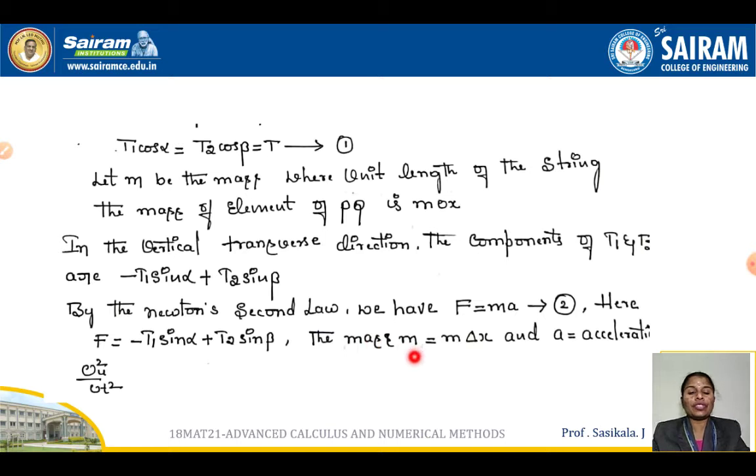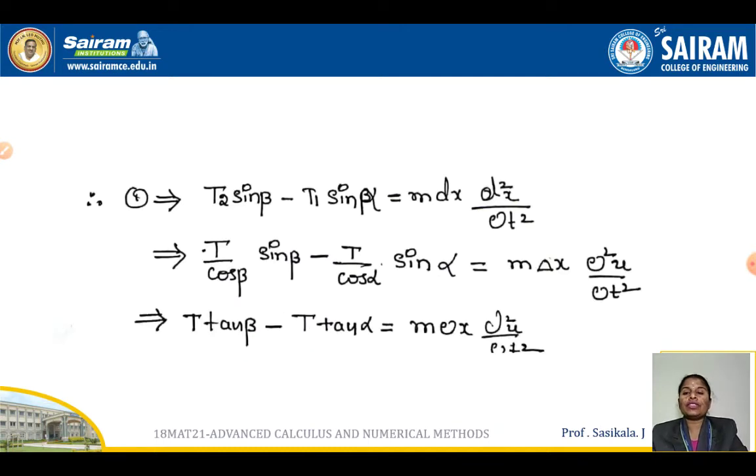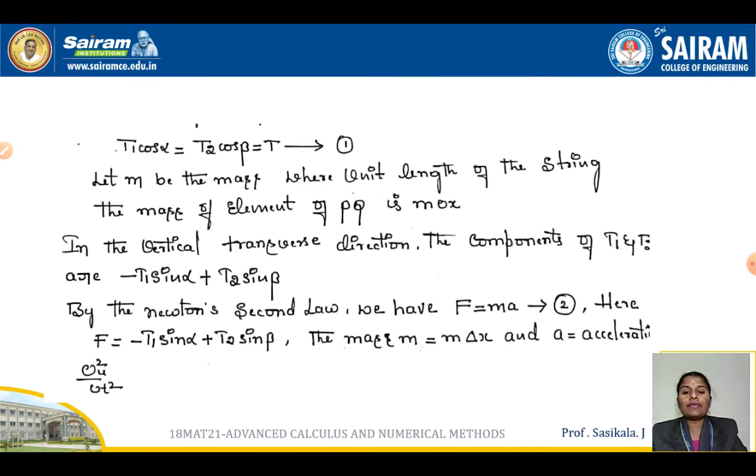As per the definition, mass times acceleration, where the mass of the element is m delta x, and acceleration is the second derivative, del squared u by del t squared. Substituting all these into the equation, we get T2 sin beta minus T1 sin alpha.